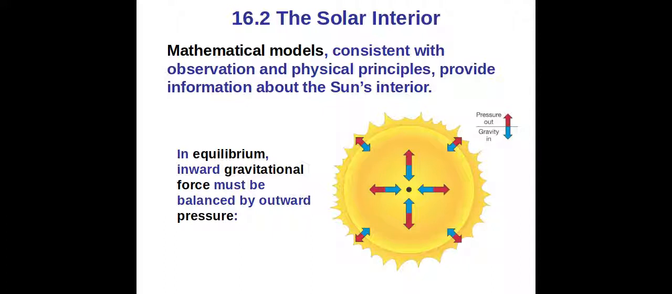Mathematical models that are consistent with observation and physical principles provide information about the sun's interior. Basically, with the sun, we have two main forces going on here. We have pressure from nuclear fusion, so that's thermal pressure or heat pressure. And then we have gravity pulling in, and those two forces are in equilibrium. And that's why the sun stays pretty constant as far as the amount of energy that it's putting out.